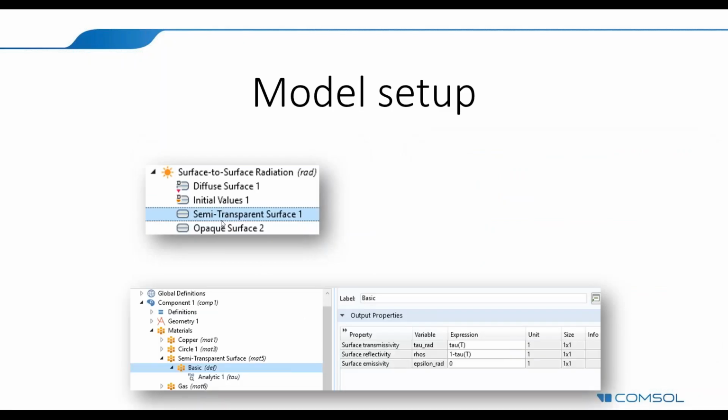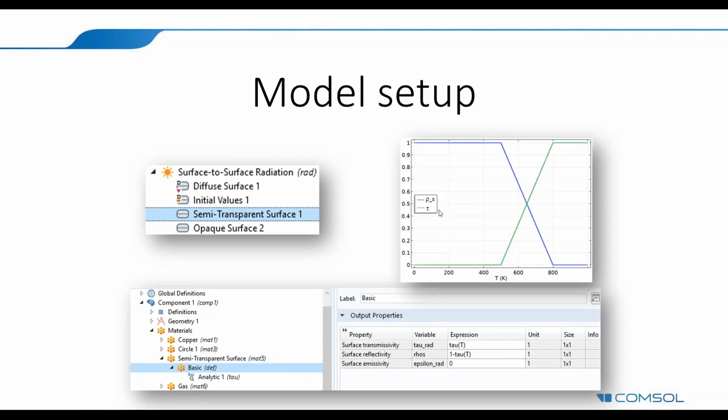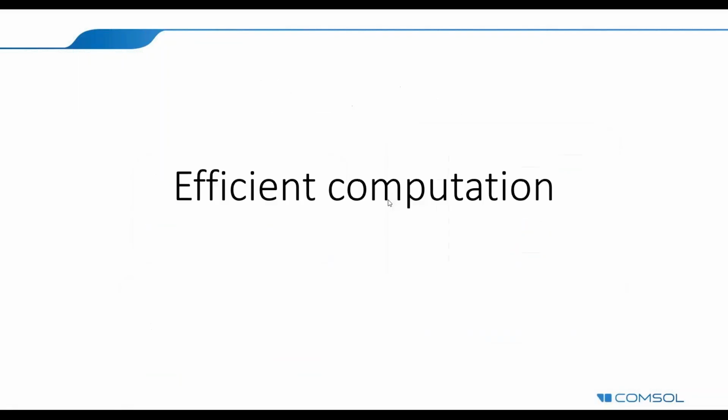You need to use the semi-transparent surface feature that is available in the surface-to-surface radiation. You need to define the material property. So from an analytical function or interpolation function, you can define tau here for the transmissivity. The reflectivity is simply defined by 1 minus tau, and just solve the model, and you get what I showed before. Yes, that's the function that I represented.